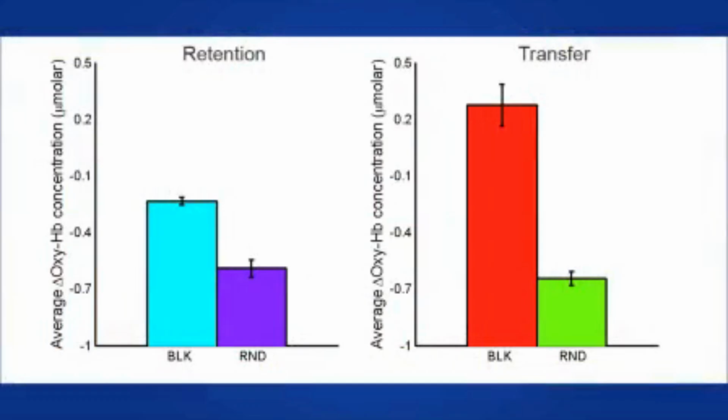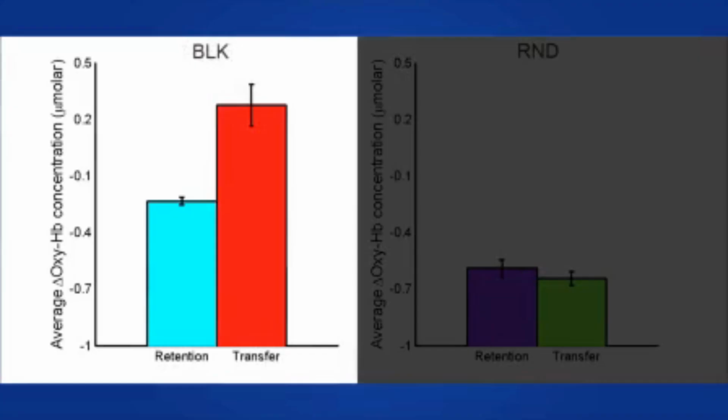Mean oxygenated hemoglobin concentration changes during practice trials indicate that the blocked order required higher brain activation compared to the random order. In addition, when comparing within a practice order, for the blocked order, learning a new task, as in the transfer phase, required higher brain activation.